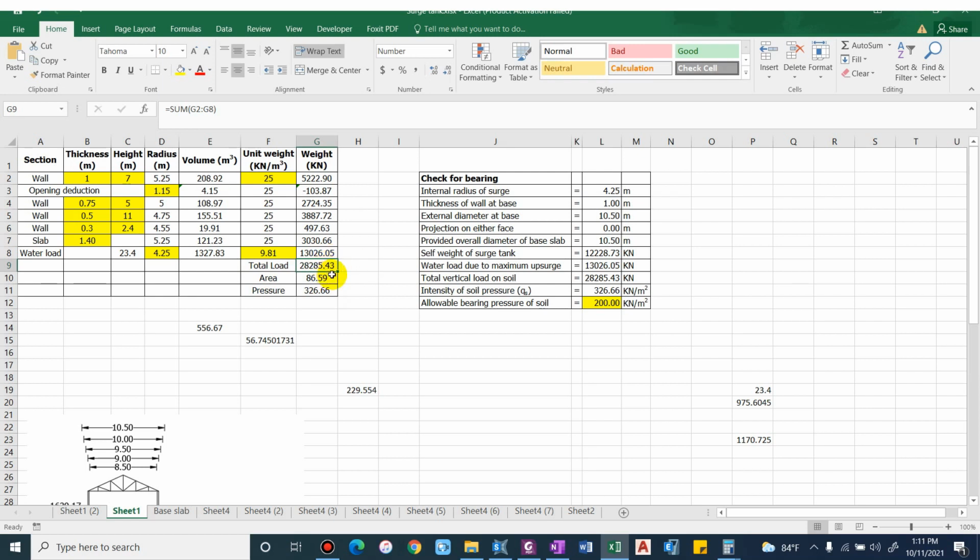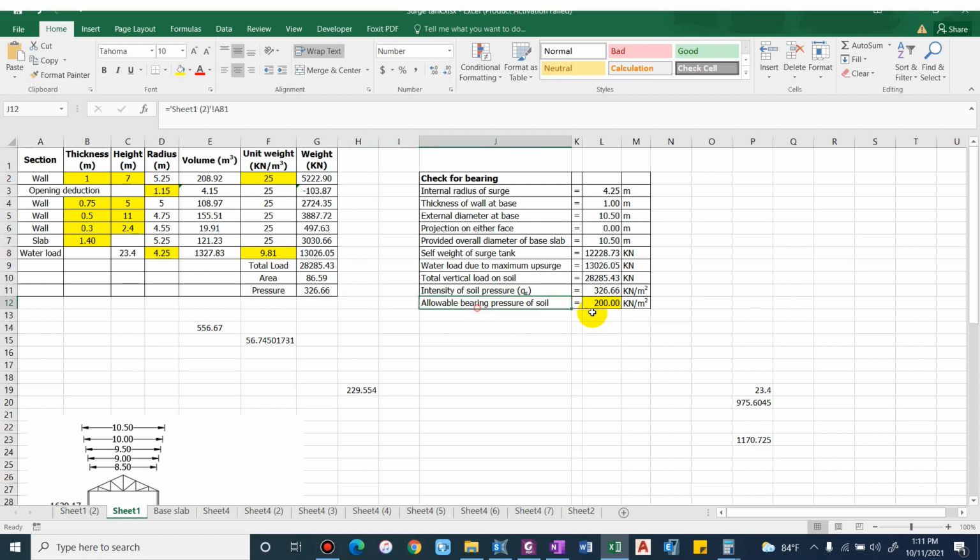Now add up all these values. Total load is 28,285.43 kilonewton. And the area of base, which is simply pi r square, with 5.25, is 86.59. So what will be the intensity of soil pressure then? Total load divided by area, 326.66 kilonewton per meter square.